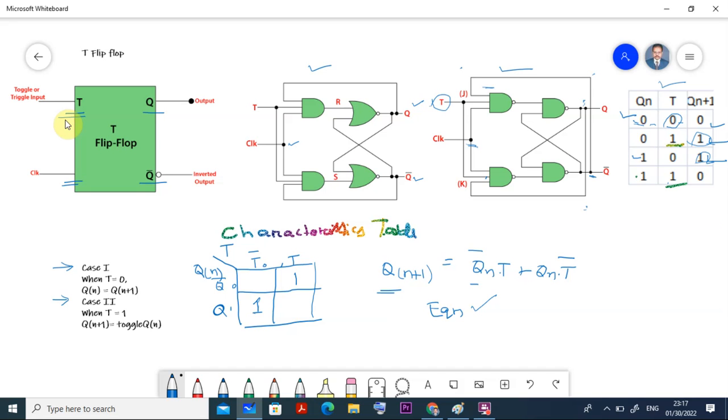As you know, it has the ability to complement the states. That's why we call it the toggle state. So this is all about this topic.